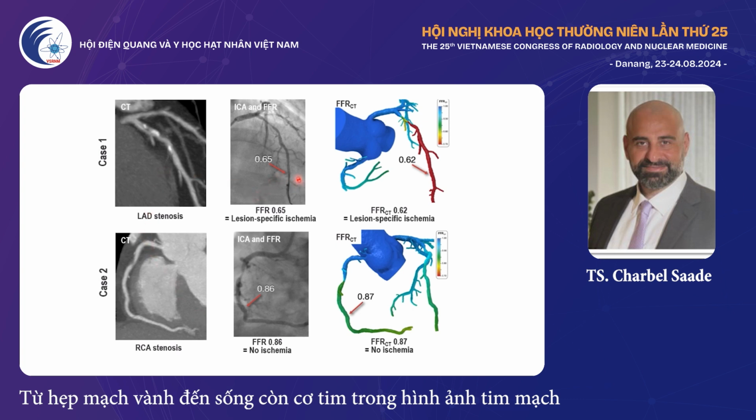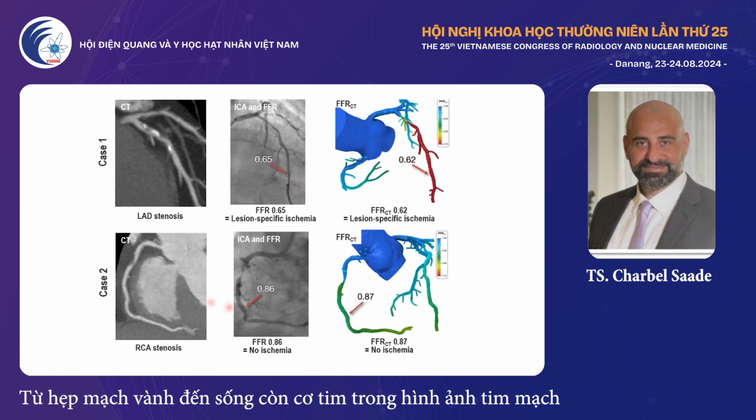You have a culprit lesion here with an FFR of 0.65, as you saw in CT, and here it's 0.62 on CT versus interventional cardiology or radiology. Again, this patient does need a PCI.